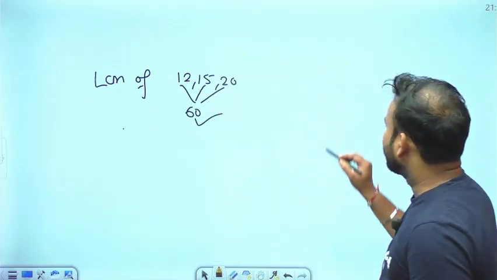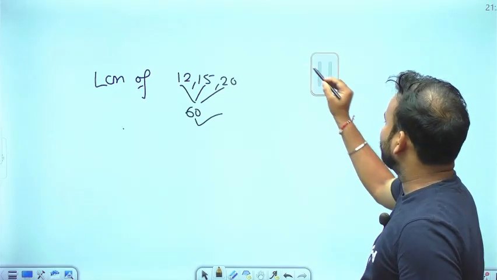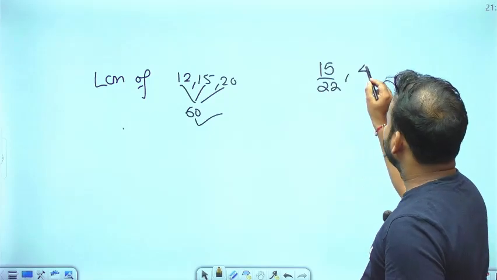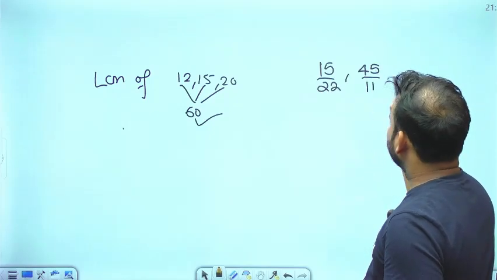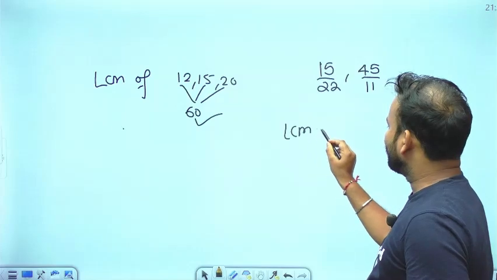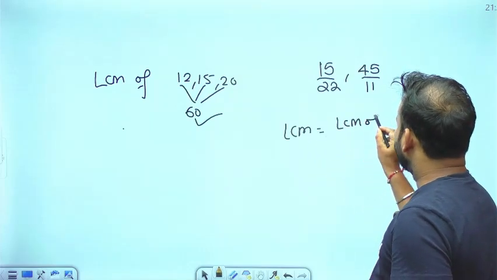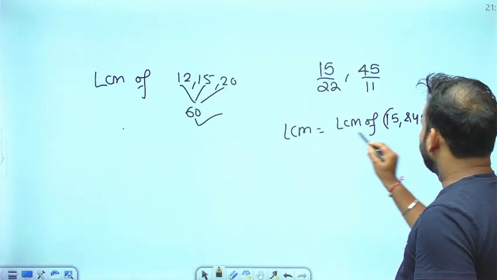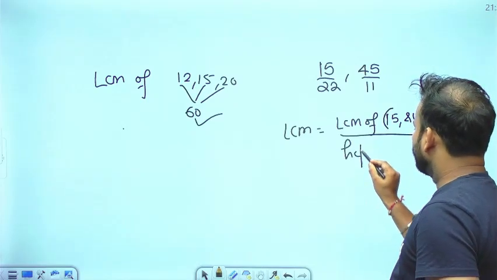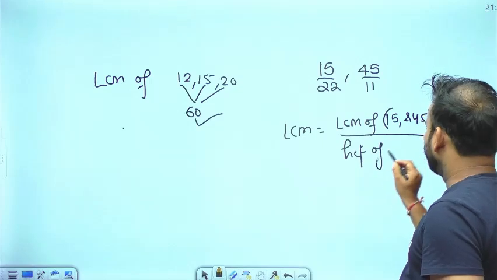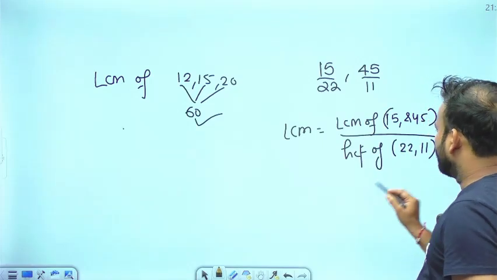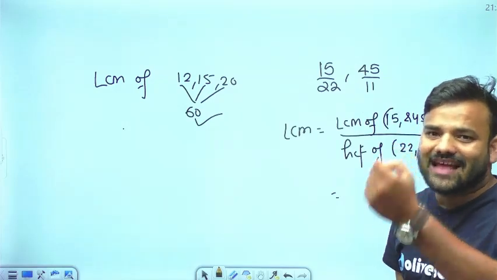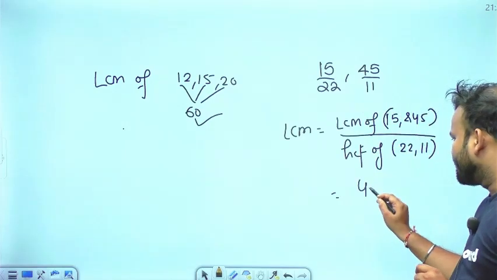How to calculate the LCM of fractions? For example, suppose I have 15 by 22 and 45 by 11. There are two numbers, and how do we calculate their LCM? We calculate the LCM of the numerators, 15 and 45, and the HCF of the denominators, 22 and 11. The larger number is 45, and 45 is an exact multiple of 15. So the LCM of the numerators is 45.